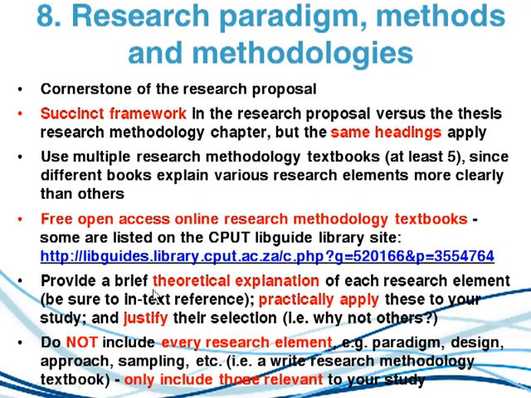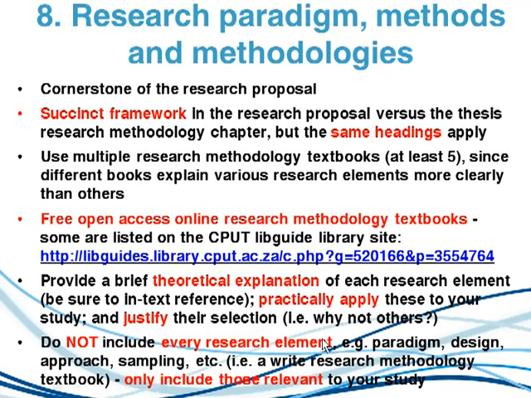So how I do the methodology is provide a brief theoretical explanation of each research element with an in-text reference, then practically apply it to your study, and then justify why you've selected it and not others. So you say, this is what research sampling is, this is the type of sampling I've selected, and then state why you selected this sampling and not others.